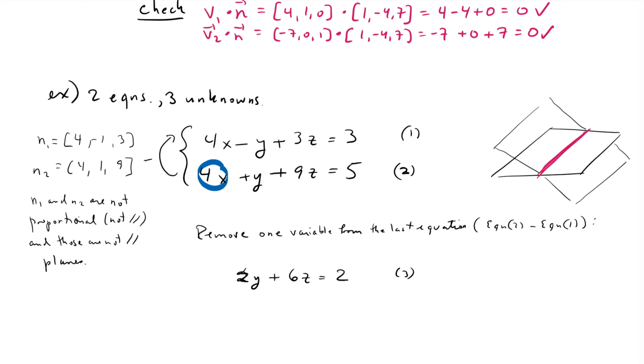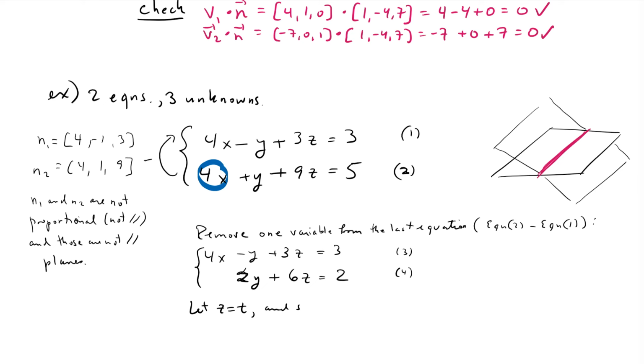I'm going to call that equation 4, and for 3, I'm just going to recopy the first equation: 4x minus y plus 3z equals 3. Actually, 3 and 1 are the same. So this is the kind of new system that I get. Now I'm going to let z take on some arbitrary value, and I'm going to try to see if I can solve for the other variables.